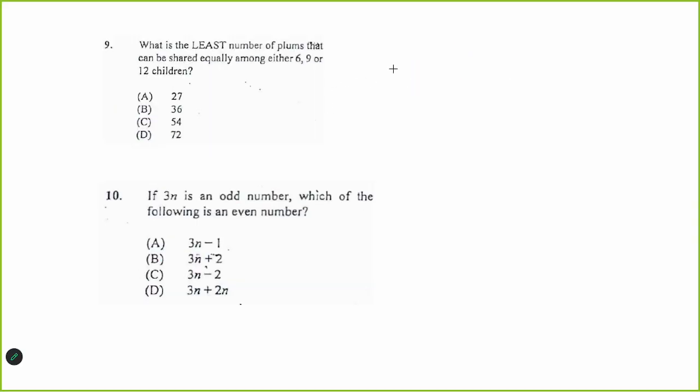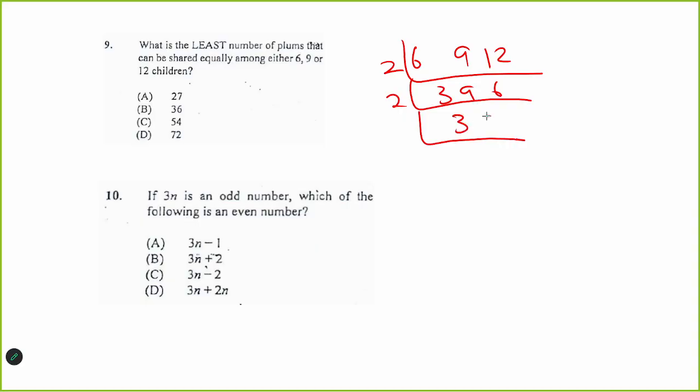What is the LCM of 6, 9, and 12? You use 2, that's 3, 9, and 6. You use 2 again, that's 3, 9, and 3. You use 3 here, you'll get 1, 3, 1, and then you use 3 again, there's 1, 1, 1. 2 2s are 4, 4 3s are 12, 12 3s are 36. So B is the answer here.